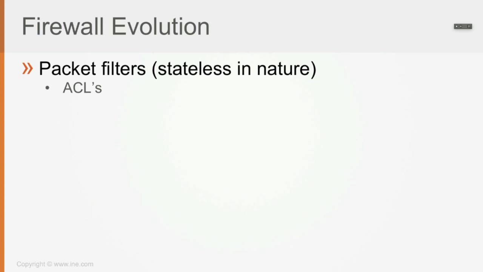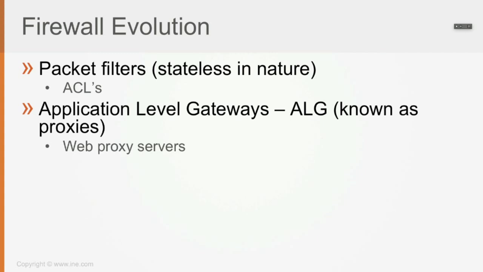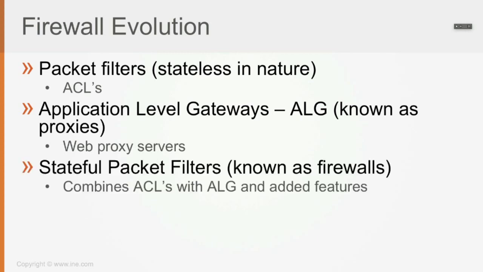After the packet filters, they came up with the application level gateways, or ALG, which are known as proxies, or most commonly known as the web proxy servers, which we have spoken about previously a bit as well. Then they finally came in with what is called the stateful packet filters, known as the firewalls nowadays, because pretty much all firewalls nowadays are going to be stateful packet filters. And those are going to combine ACLs, so the packet filters, with the application level gateways, do the inspection of traffic in a stateful manner, and also are going to have added features.